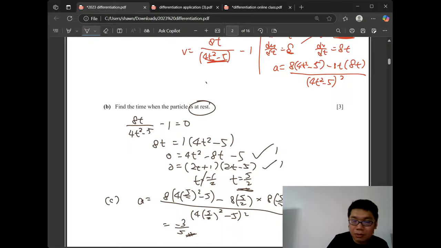This substitution gets one mark, and then the final answer correctly is 1 more mark. Since the question asks for acceleration, make sure you keep your negative symbol.